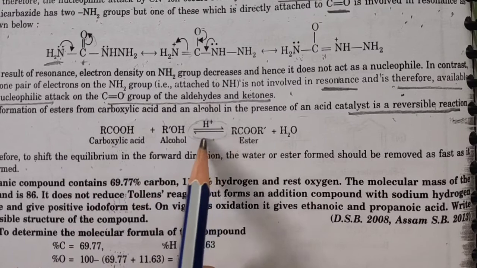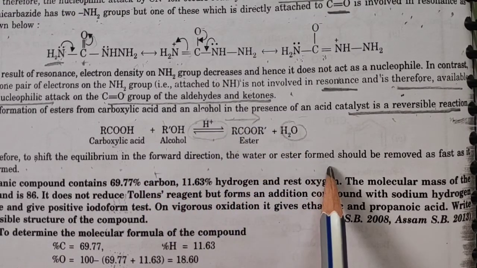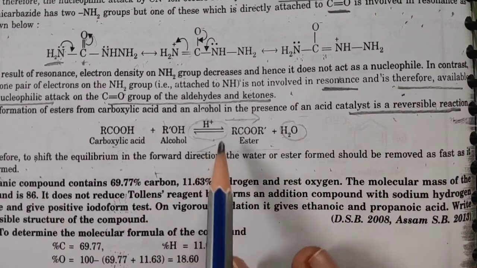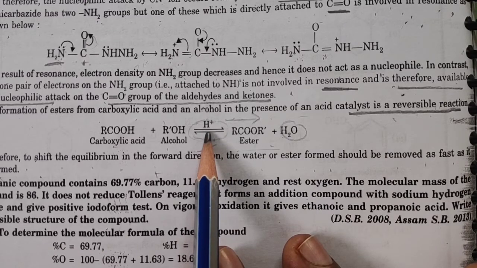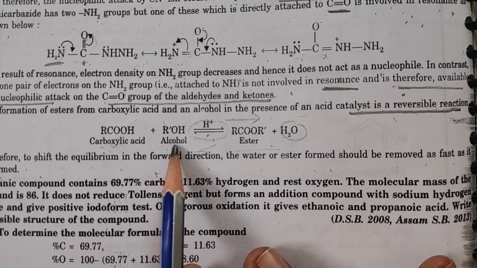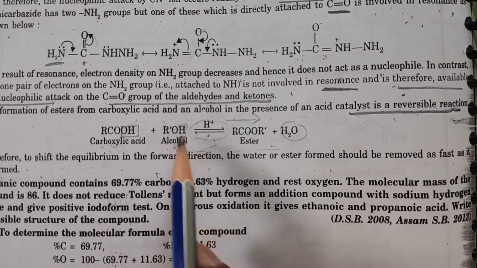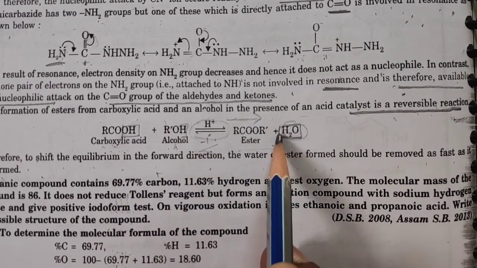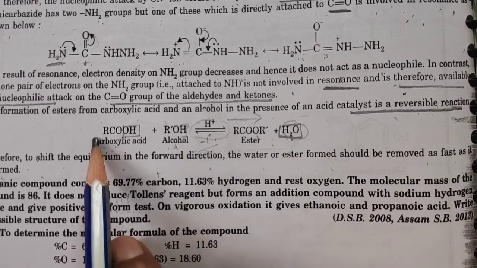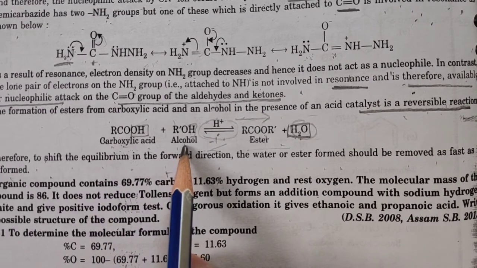Therefore, to shift the equilibrium in the forward direction, you have to remove this water. The water or the ester should be removed as fast as it is formed. Otherwise, it will again go in the backward direction, because of Le Chatelier's principle, and then it will again get separated into carboxylic acid and alcohol. Why? Because we have already studied here that OH is removed, and from here H, meaning removal of a water molecule. But if this water or this ester is not separated, it will react with each other again and form the carboxylic acid and alcohol. That is the reason why it should be separated.